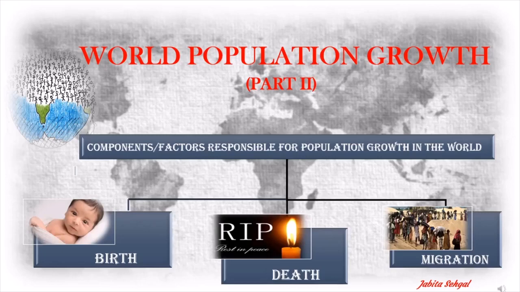I'm here again to talk about components for population growth in the world. Children, there are three components: birth, death, and migration.